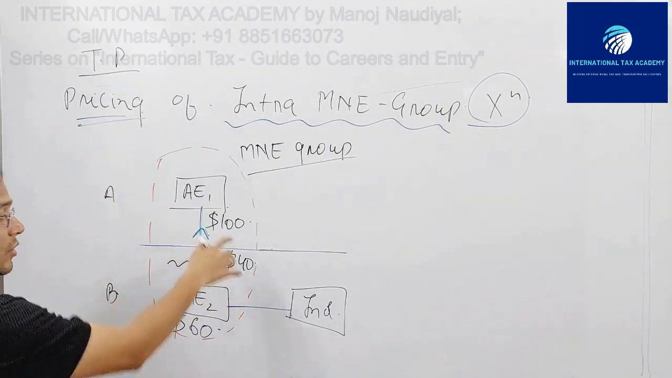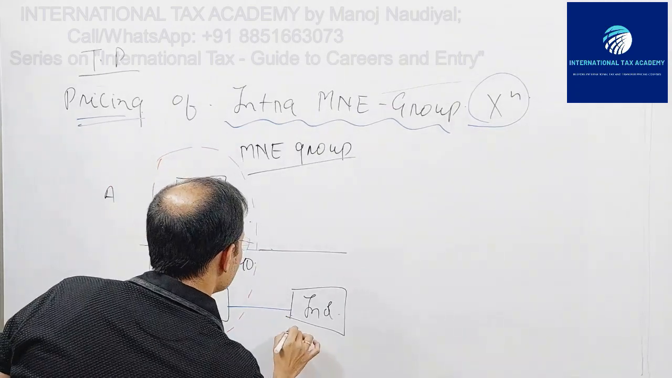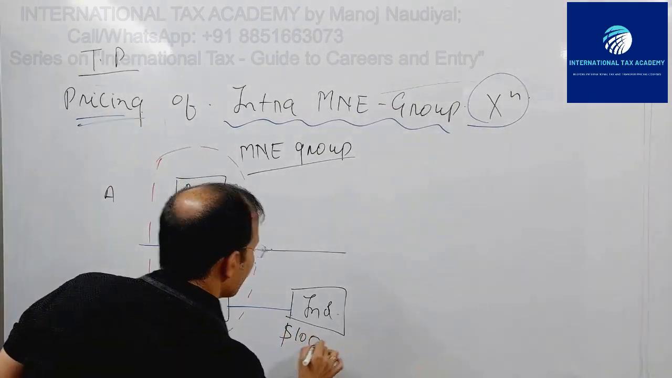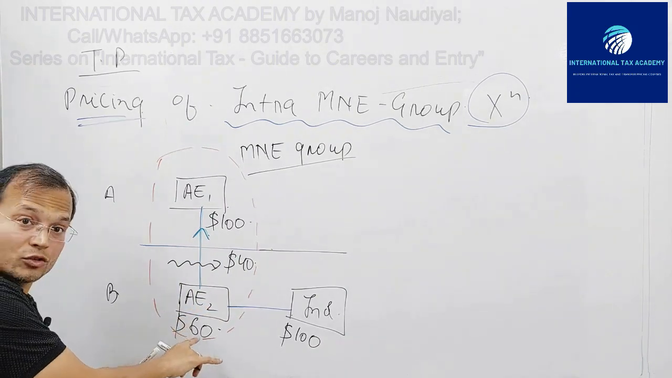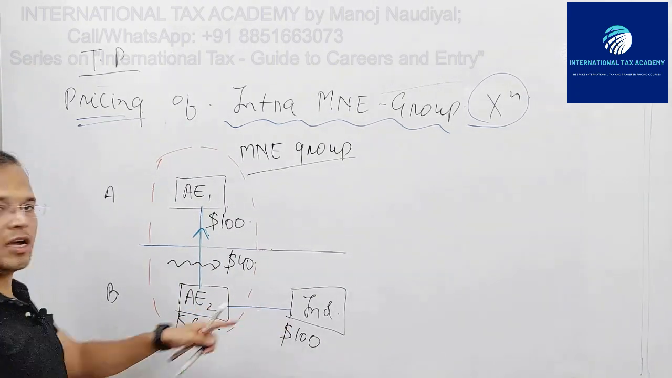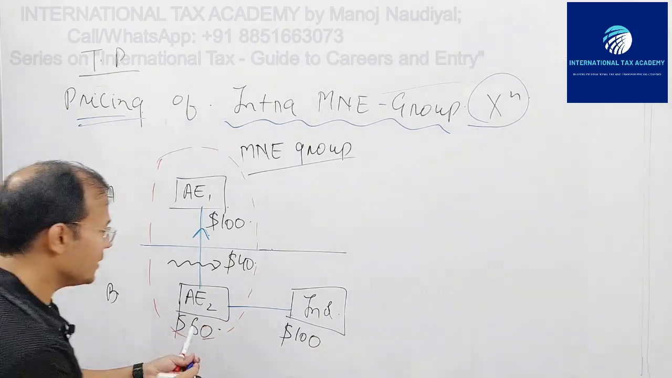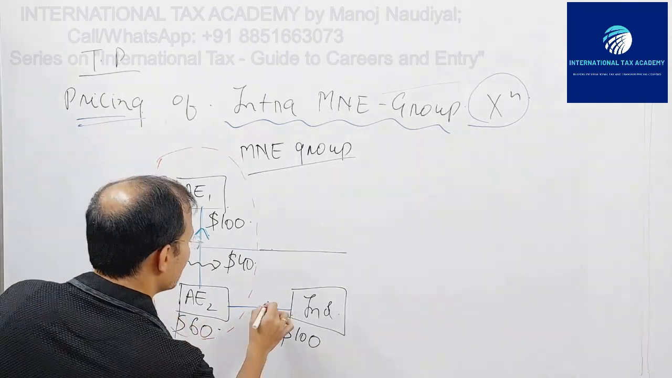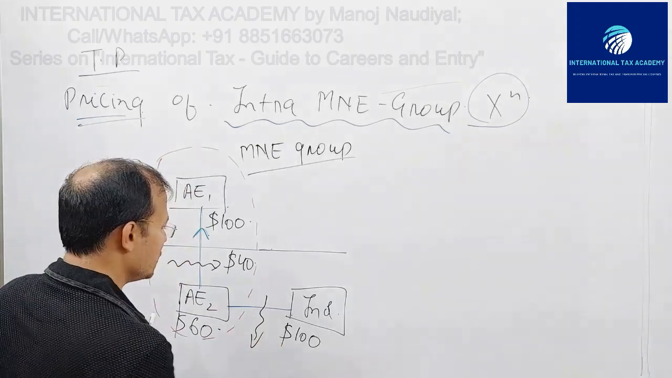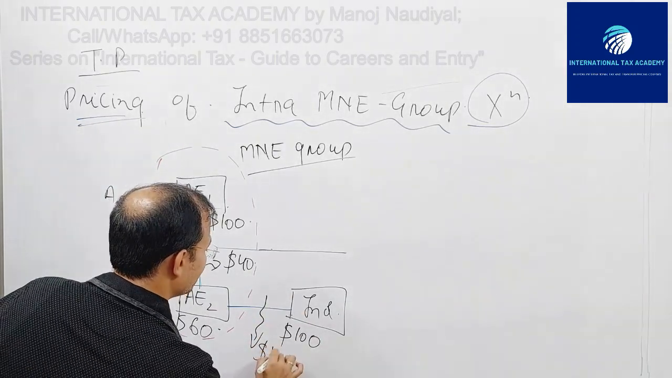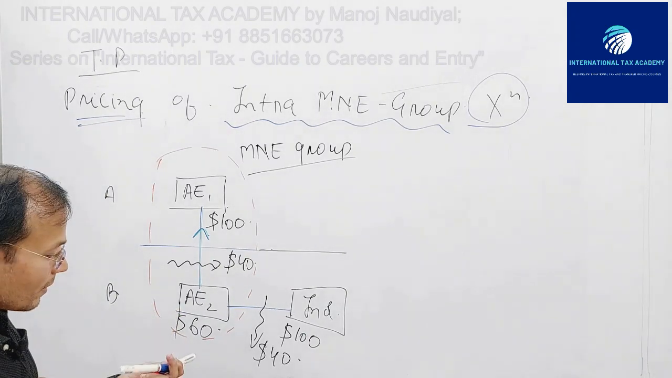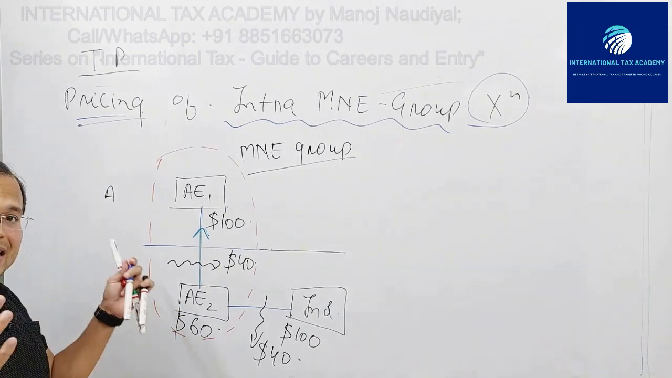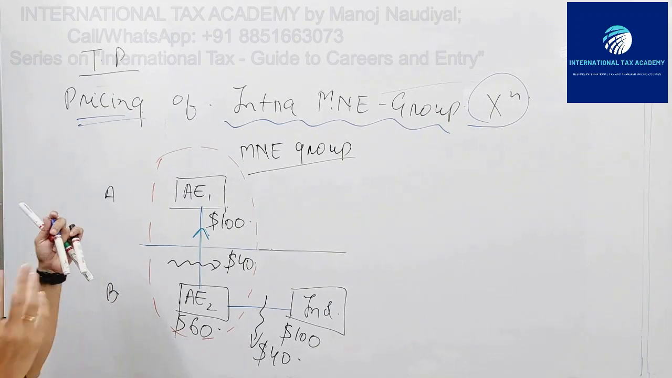Similarly, this $60 worth of shoe is sold to this independent entity at the same price, that is selling price $100. Fine. So $60 of shoe sold at $100 to this independent entity. So again in this transaction, the profit is how much? The profit is again $40. Fine. So when you look at the scenario, what has happened?